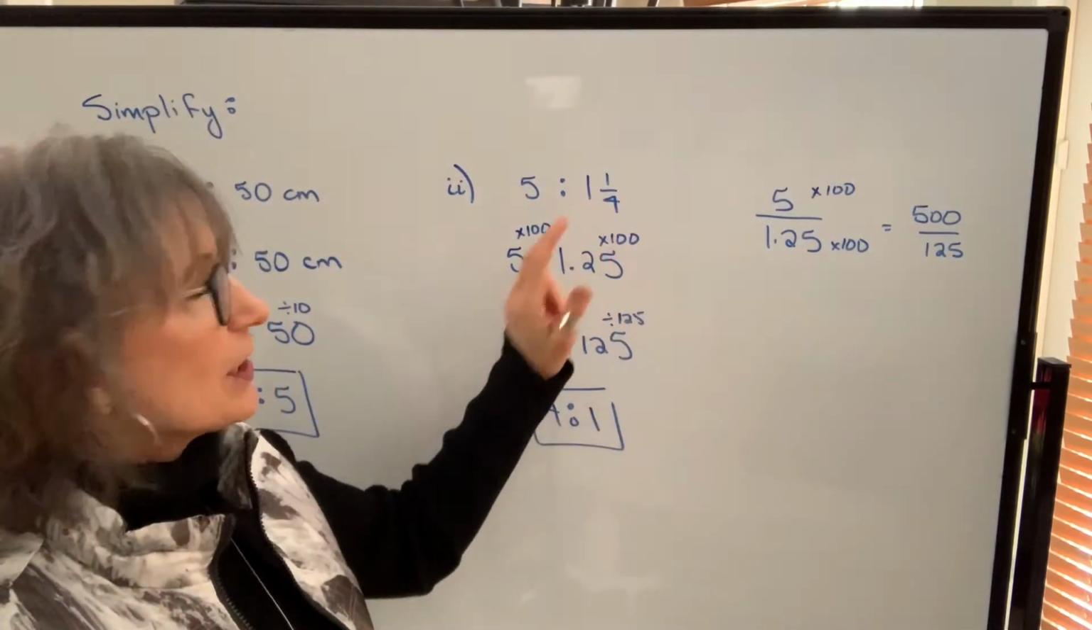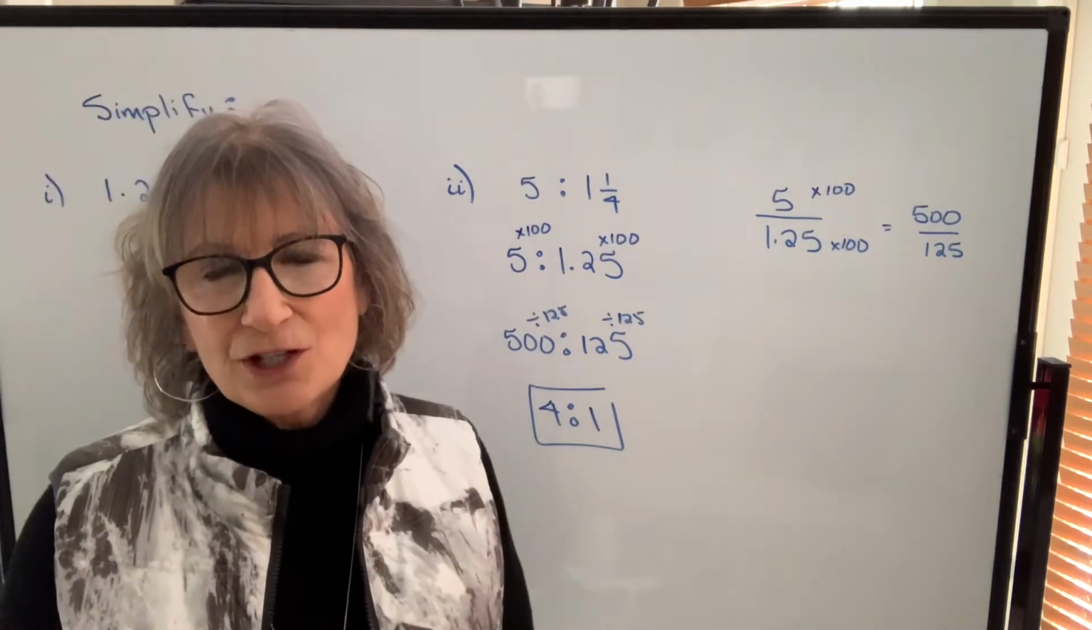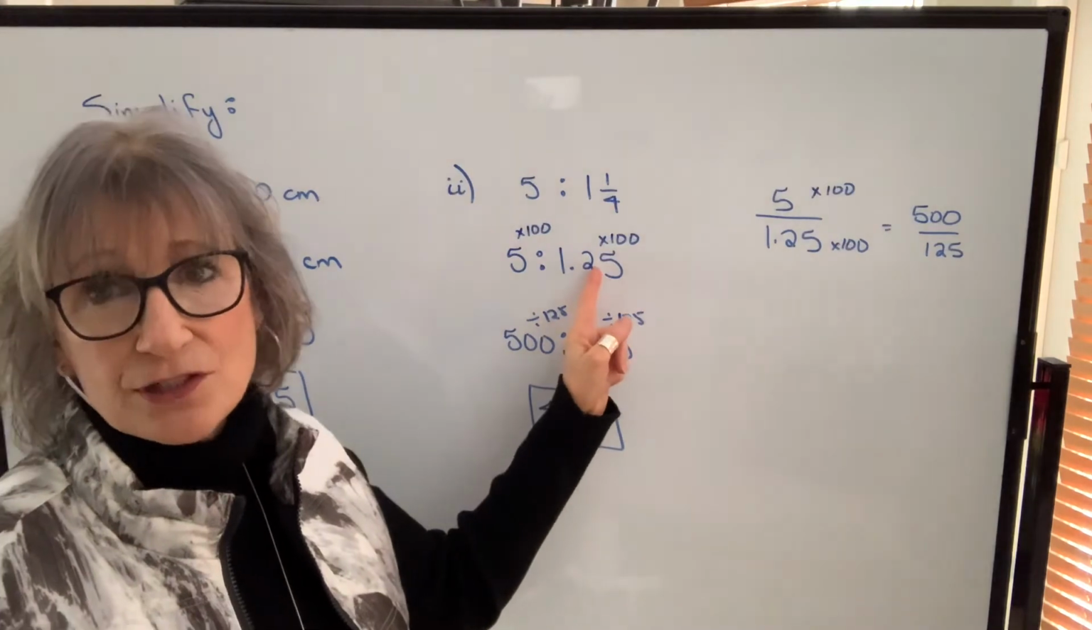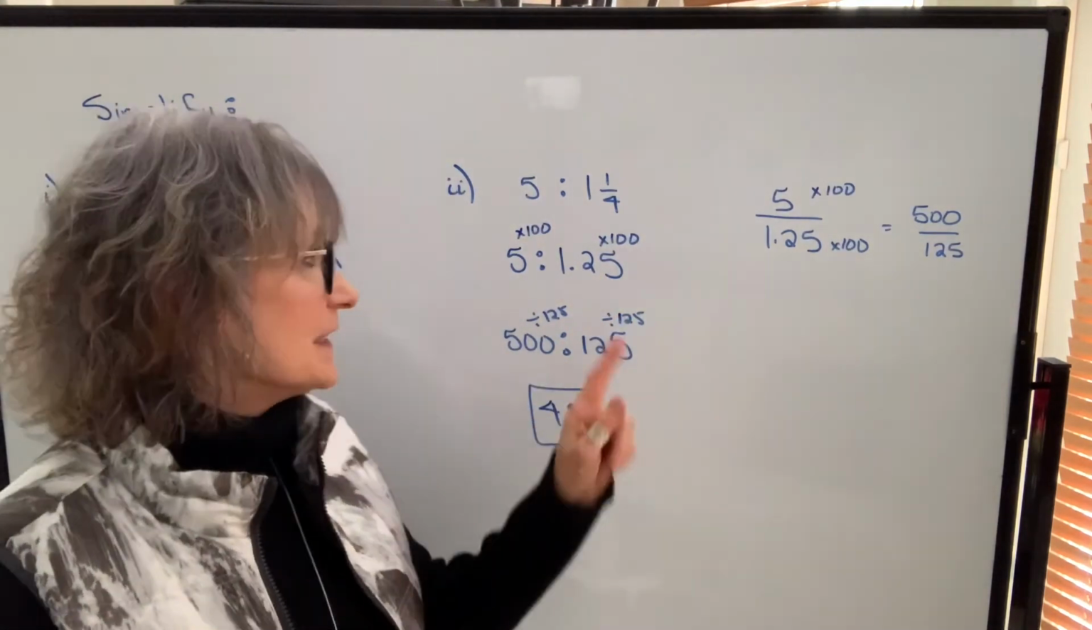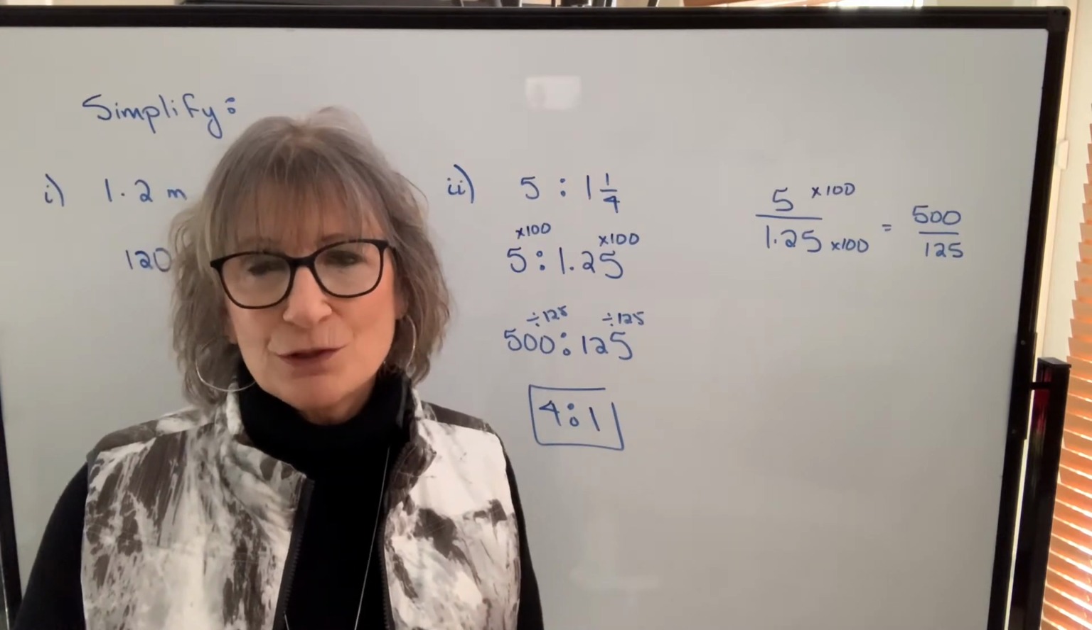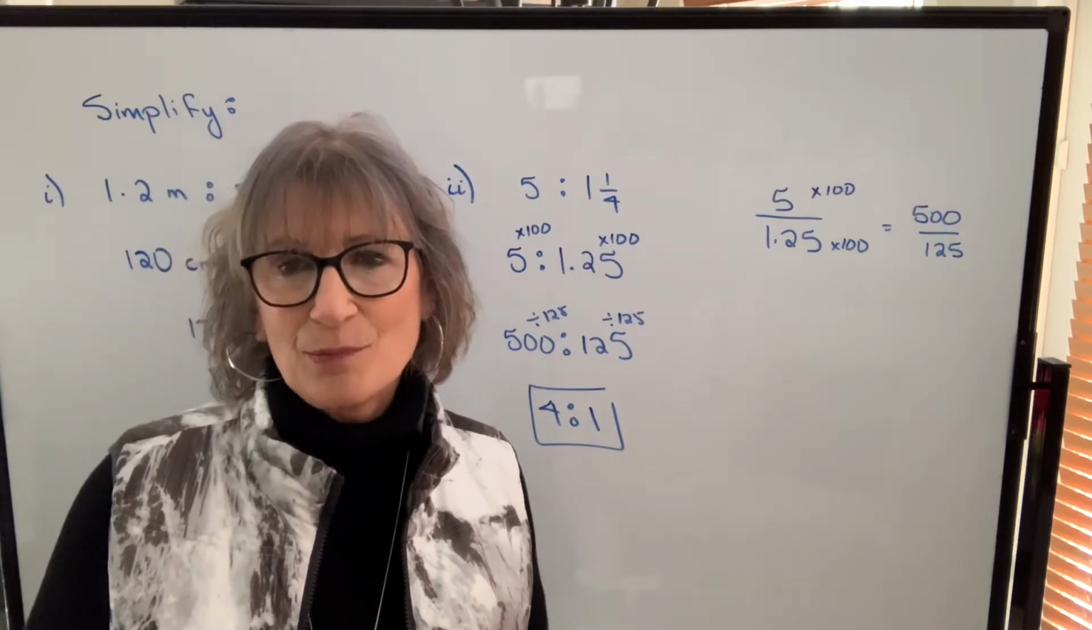So if you have a fraction in your ratio, deal with it either by changing it to a decimal if it turns into an even decimal. And if it doesn't change to an even decimal, you're going to have to keep it as a fraction, but you're still going to have to reduce. Let's do an example of that.